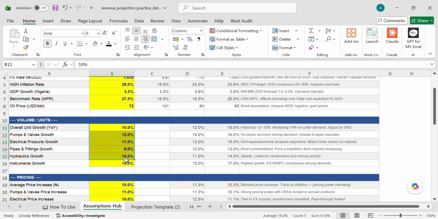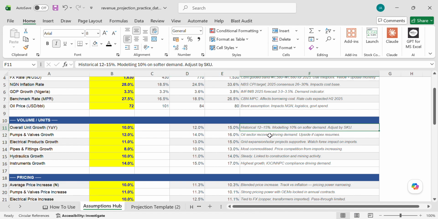I've decided to use 10. The historical is 12, we model 10% on softer demand, since we don't want to be too aggressive based on demand. Whatever you use, even if you do the average of around 13.5, or decide to use 12 or 10, you should be able to justify the reason why. What I've written here is using 10% based on a softer demand, and also the oil sector is recovering, driving demand outside if CapEx resumes, right?